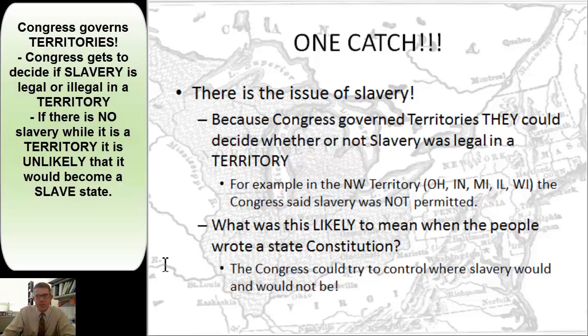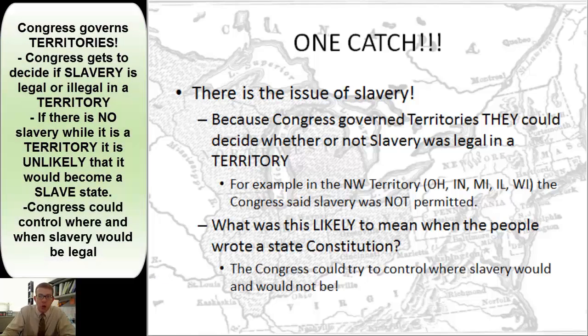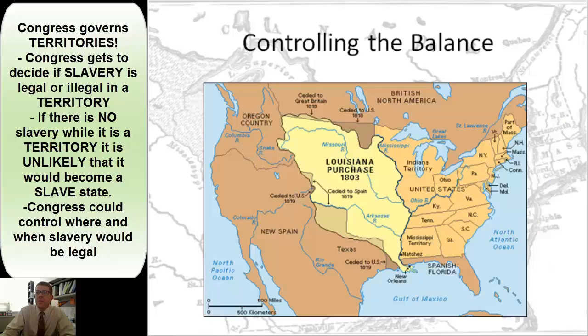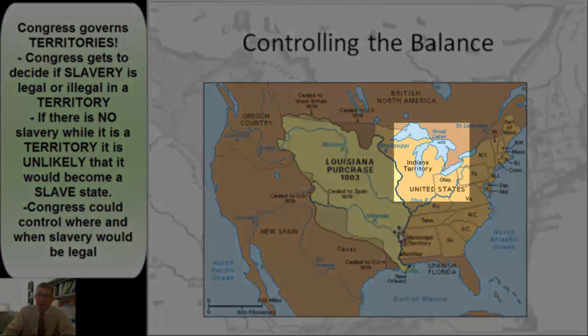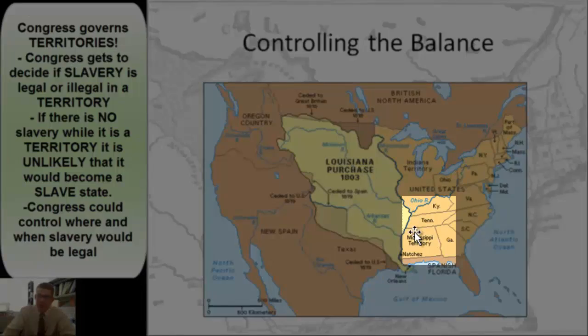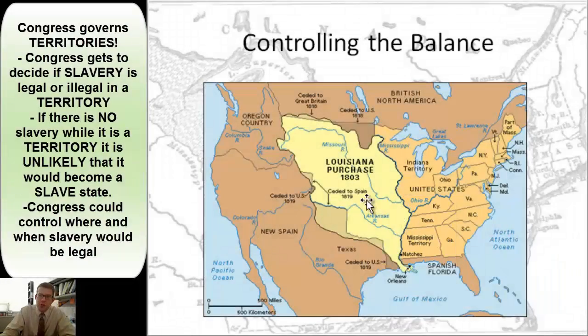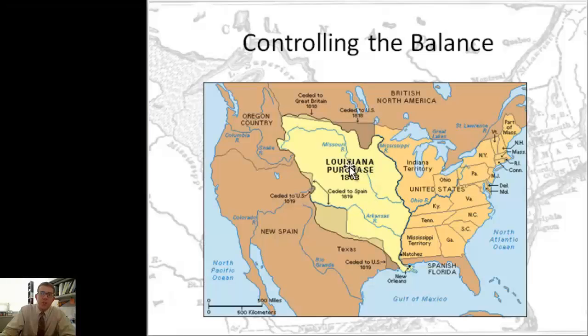And so in this way, and this is a point of emphasis here, the Congress could try to control where slavery would and would not be by where they allowed it and did not allow it during the territory stages. So they could kind of control it, or they tried to control it. So in controlling that balance, we know that they organized this territory without slavery, they organized this territory with slavery, and then we have this huge chunk of land that, for the most part, wasn't yet organized because people weren't moving there yet.